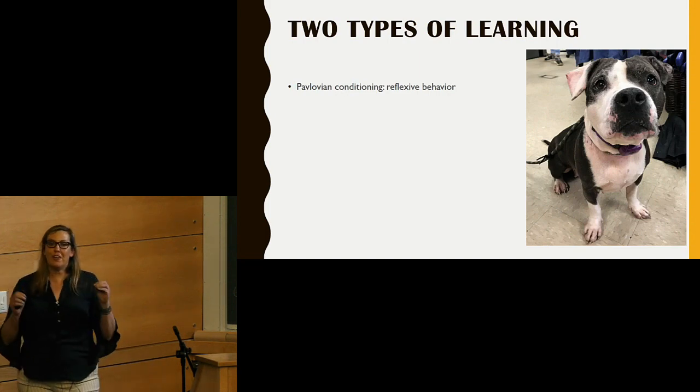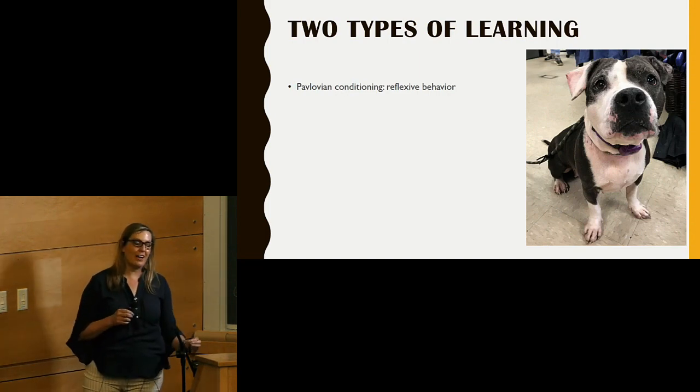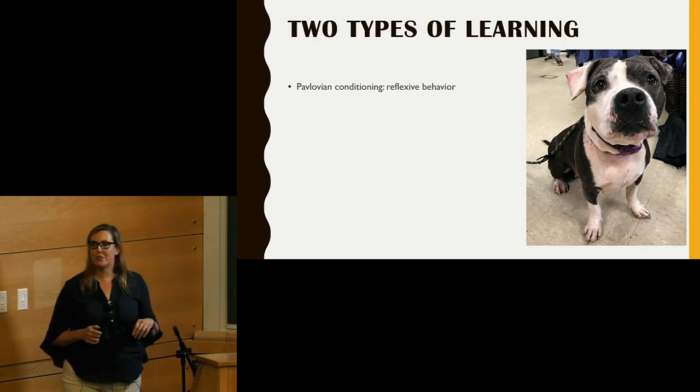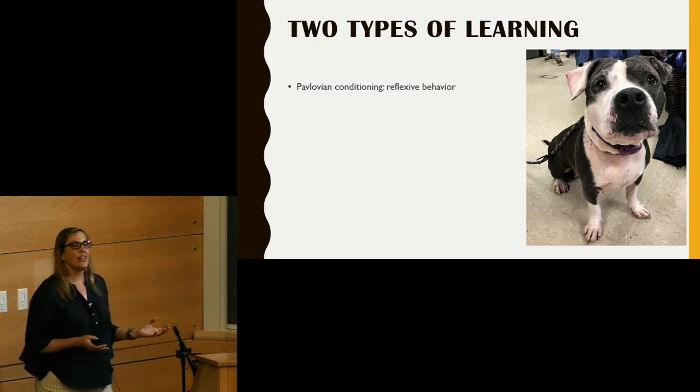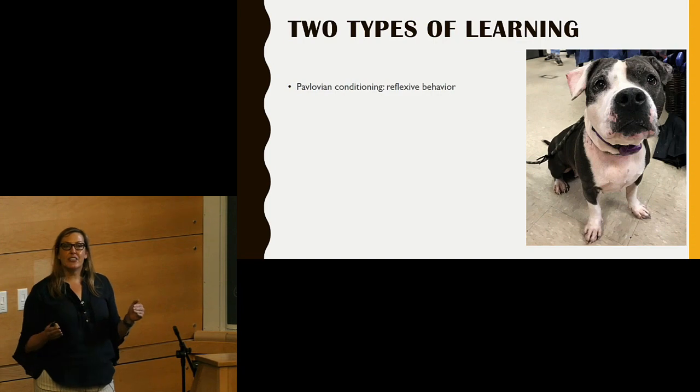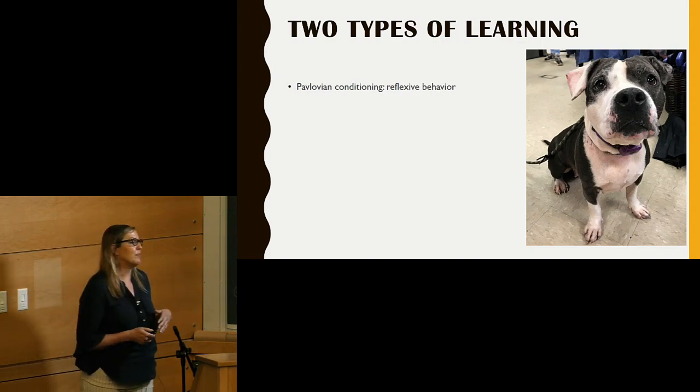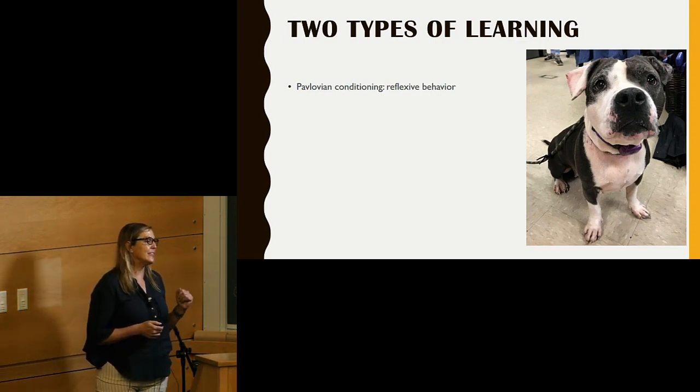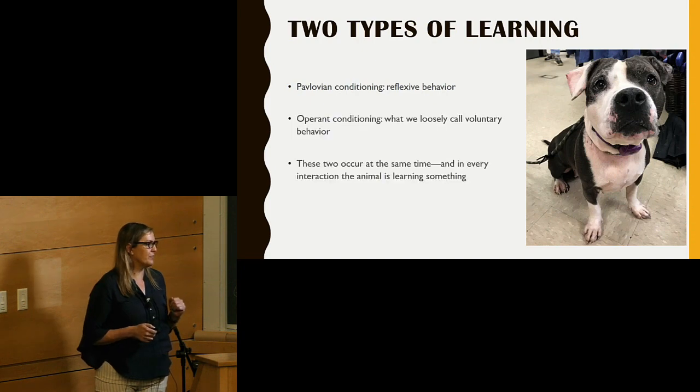If I put you on a roller coaster and the gravity dropped out from under you, your heart rate and blood pressure would go up. You didn't have to learn to do that. Those are kind of phylogenetically selected and built into the typical animal.